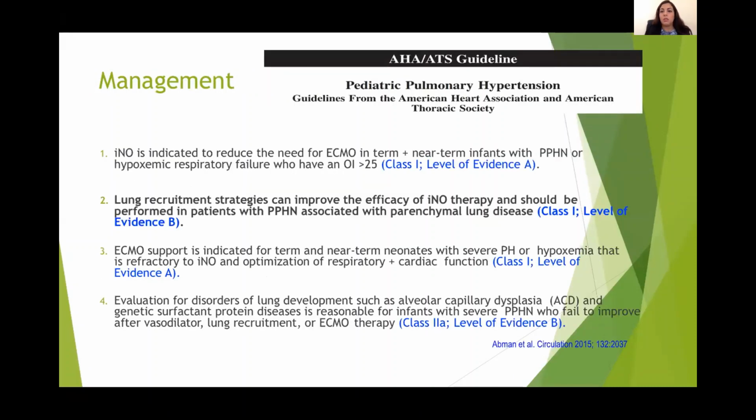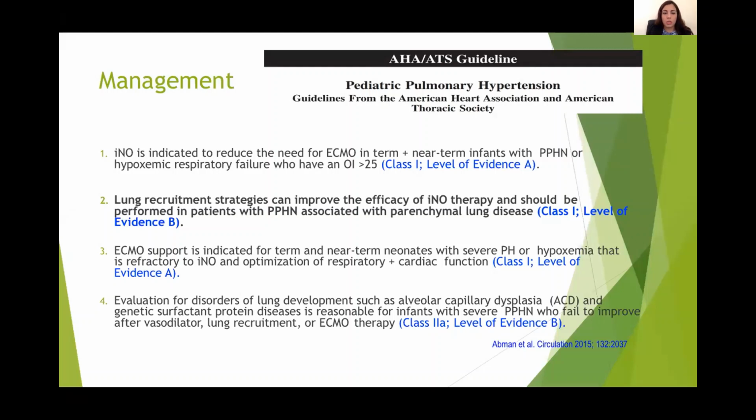Regarding the management, in 2015, the American Heart Association and the American Thoracic Society published the recommendations and guidelines for the management of pulmonary hypertension in the pediatric population. We have 8 important points with a high level of evidence.